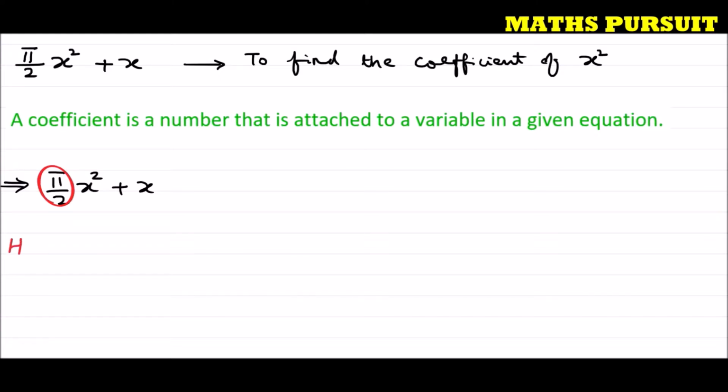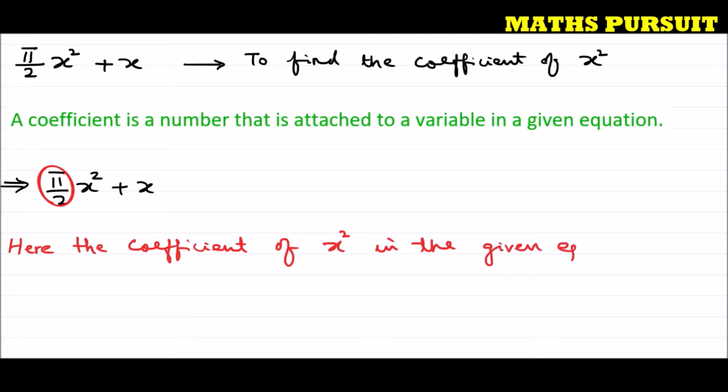Here the coefficient of x to the power 2 in the given equation is pi upon 2. Guys, this is our answer. Hope you understood this. This is very simple and very straightforward.